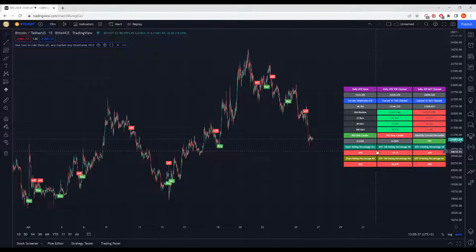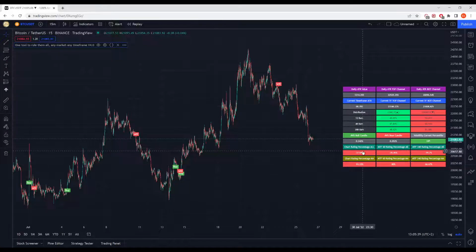So in this case, on the first row, we are going to have the percentage of all our indicators telling us to go either long or short. In this case, we can see that 37% of both oscillators and moving averages are telling us to go short. On the 1 hour, 35%, and on 4 hours, 20% of them.